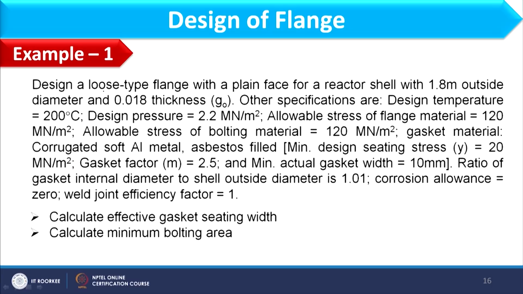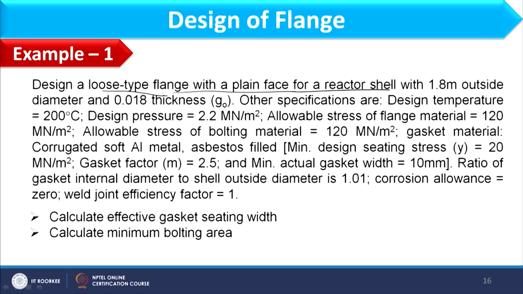In this example, we need to design a loose type flange with plain face. A loose type flange, you must have understood, is basically lying over the pipe, and the second point we have is the plain face. That face we have discussed in lecture 3. This flange is to be designed for a reactor shell with 1.8 meter outside diameter. So capital DO is given as 1.8 and 0.018 thickness GO.